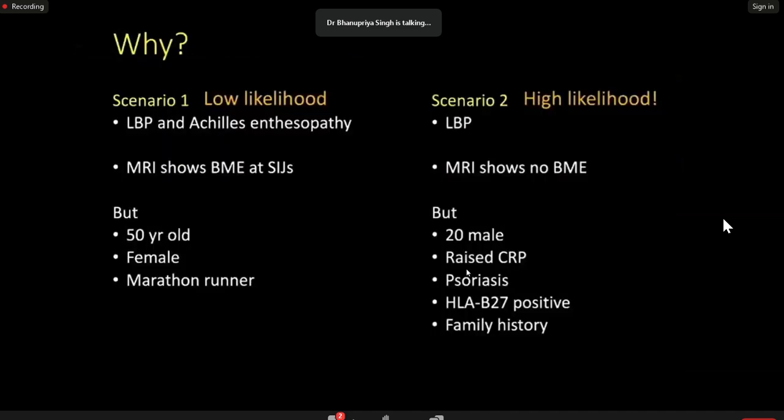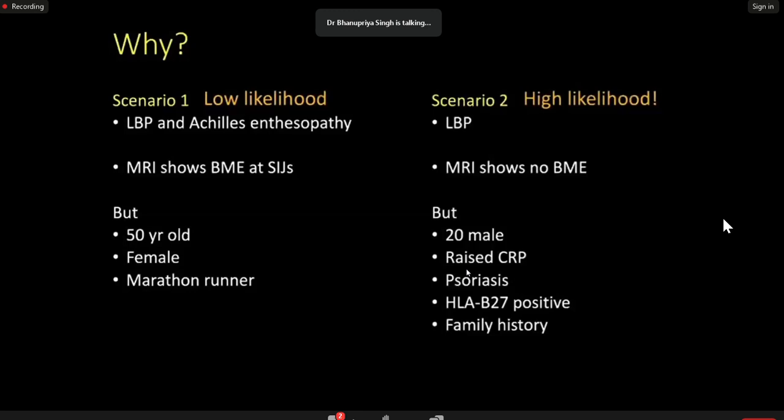Now, just to put together what we have already discussed in the last 10-15 slides, these are two clinical scenarios. Scenario one is low back pain with Achilles enthesiopathy, right? Tendo-Achilles. MRI shows bone marrow edema at the sacroiliac joint. But this patient is a female, is 50 years old, and is a marathon runner. So this is a low likelihood of ankylosing spondylitis.